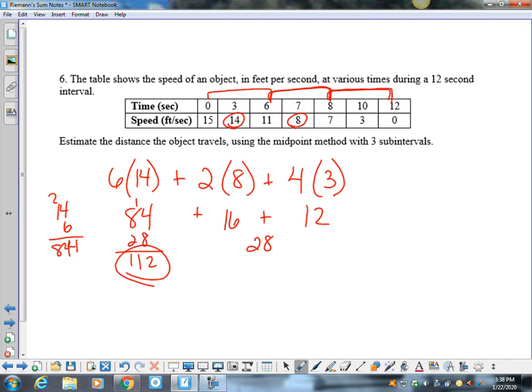So again, I couldn't use one width throughout the whole thing because it's a table and all the widths aren't the same. I had to divide it into 3 rectangles, and it's midpoint, so I had to use the value of the middle of each rectangle.